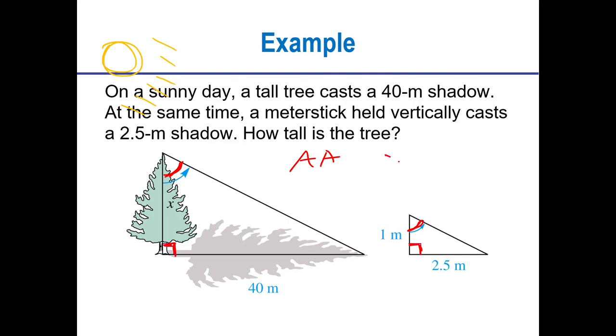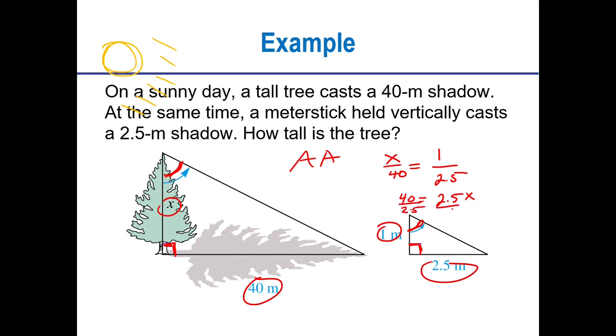I can say x over 40, this side over this side, is proportional to 1 over 2.5, this side over this side. And we could do the cross product again. So 40 is equal to 2.5x. And we could divide both sides by 2.5. And this gives us the height of the tree is equivalent to 16 meters.